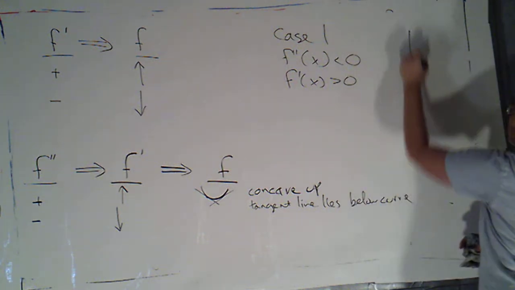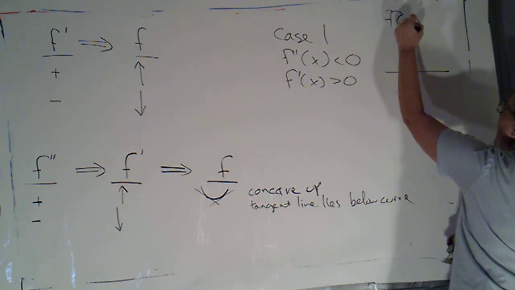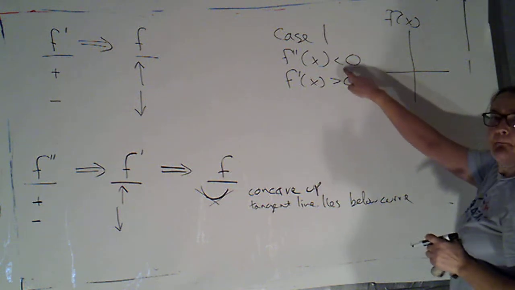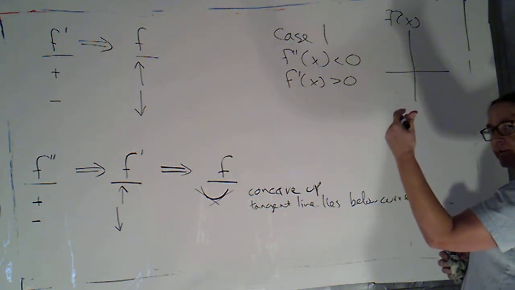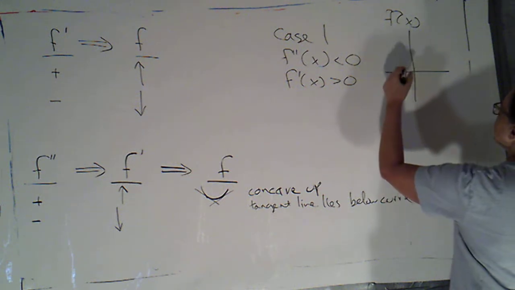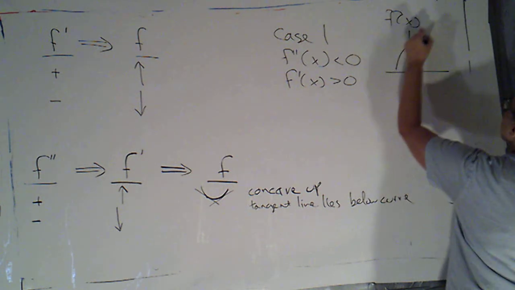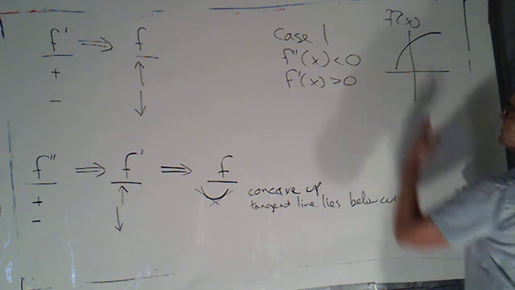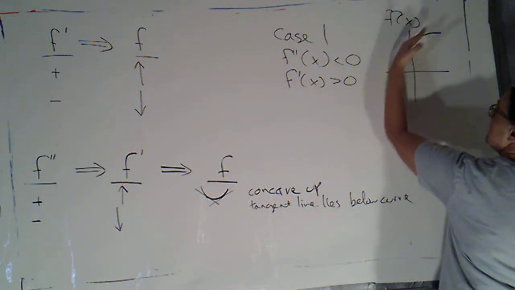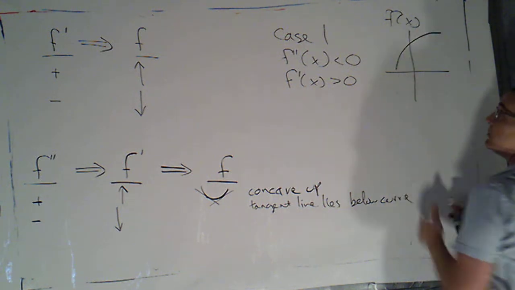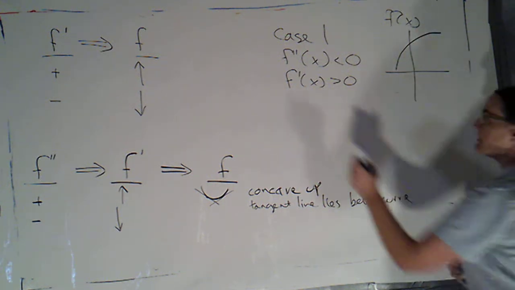So f would be going up, but decreasing. So we're going to be going from a bigger positive number to a smaller positive number. So something like this. That means we're going from a big positive slope, which would be steep, to a smaller positive slope, which is less steep.